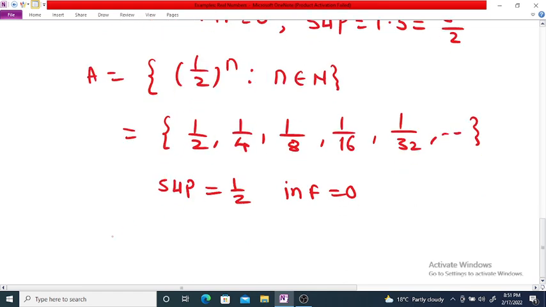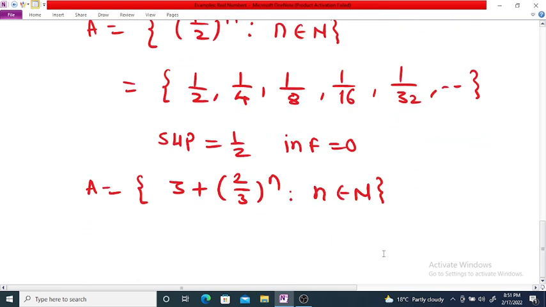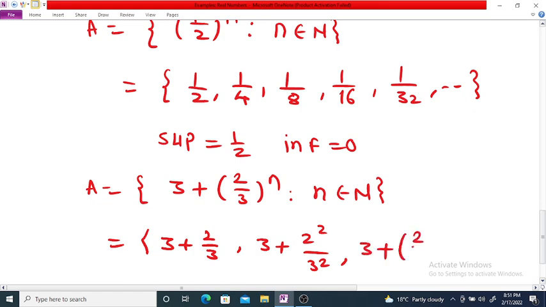The next set A is equal to 3 plus 2/3^n, where n is a natural number. So again, now if we write the first few elements of this set, it is 3 plus 2/3, then 3 plus 2/3^2, then next 3 plus 2/3^3, and so on.